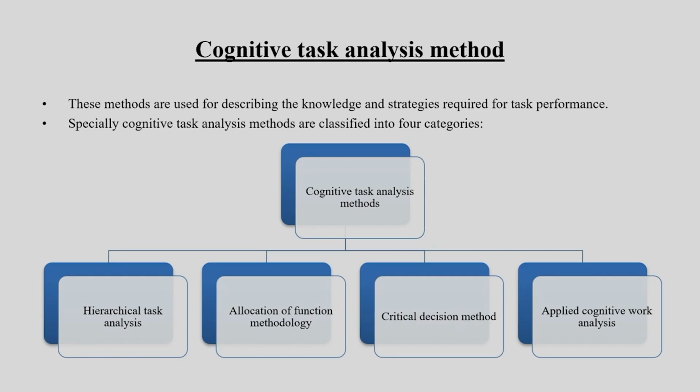These methods are used for describing the knowledge and strategies required for task performance. Specifically, cognitive task analysis methods are classified into four major categories. One is hierarchical task analysis. Many of us must have done it already. Still, we will be learning this technique in detail. Then allocation of function method, critical decision method, and applied cognitive work analysis.